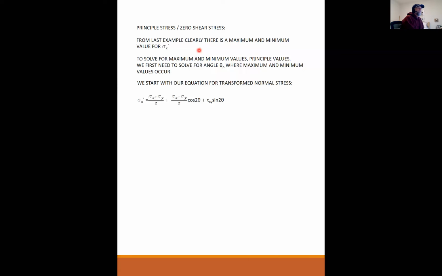So from the last example, clearly there's a maximum and a minimum value for sigma x prime. To solve for the maximum and minimum values, the principal values, we first need to solve for the angle theta p where maximum and minimum values occur. We start with our equation for the transformed normal stress. This is just a repeat of what I had a few slides ago.